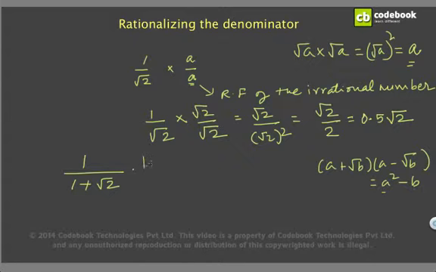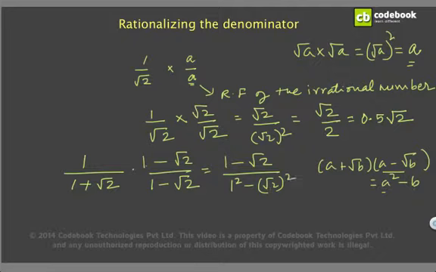So if I multiply the numerator and denominator by 1 minus root 2, I will have (1 minus root 2) by (1 square minus root 2 whole square), which is nothing but (1 minus root 2) by (1 minus 2), which is (1 minus root 2) by minus 1, which means root 2 minus 1. So in this way, we can simplify this expression by rationalizing the denominator.